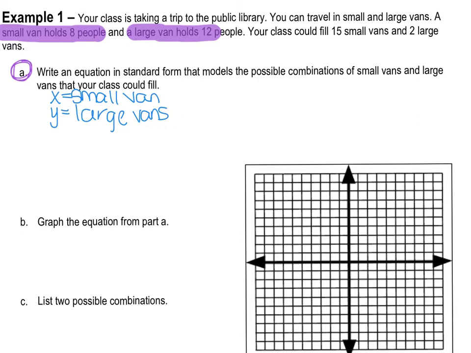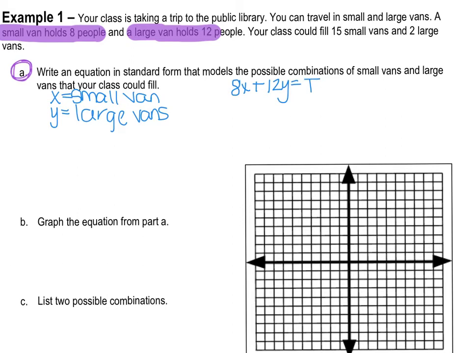But it is important that you remember which one is which, so that when we write our equation, for example, if my small vans are x, my small vans hold 8 people, so I have 8x plus my large vans hold 12 people. So then I have 12y equals, and I don't know how many people are in my class just yet, so I'm going to write T for total number of people in class.